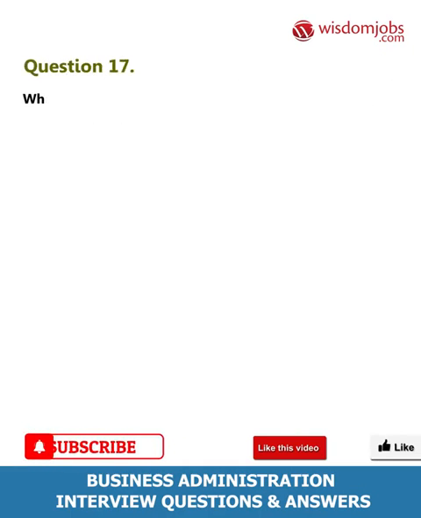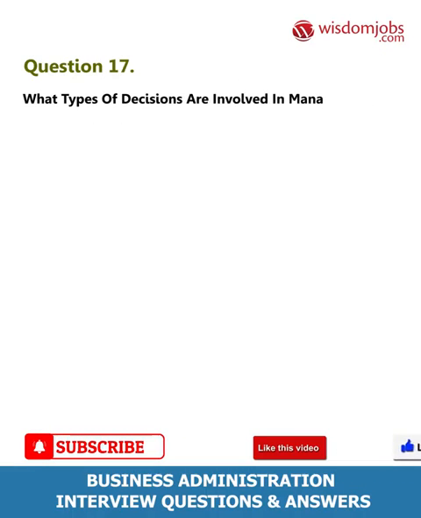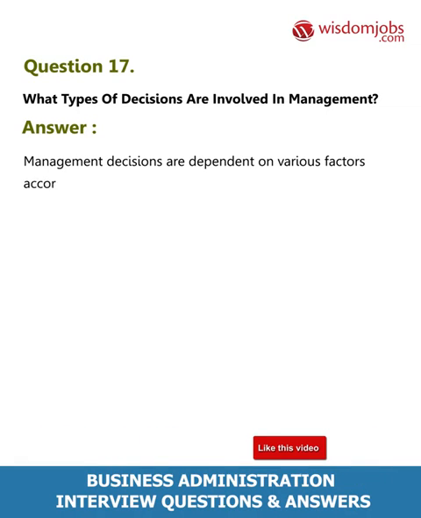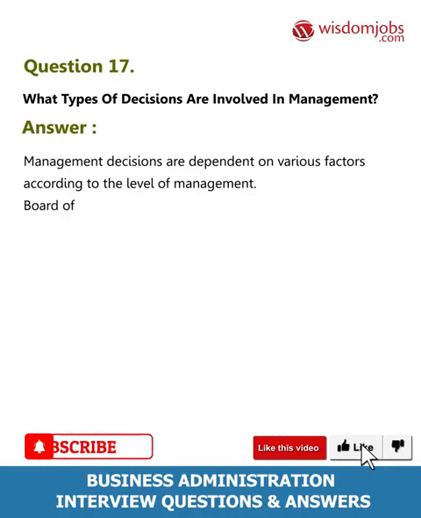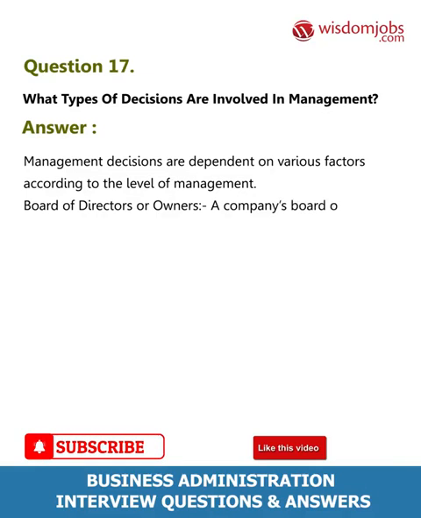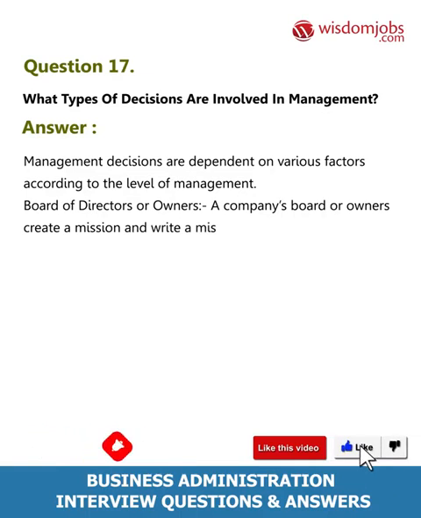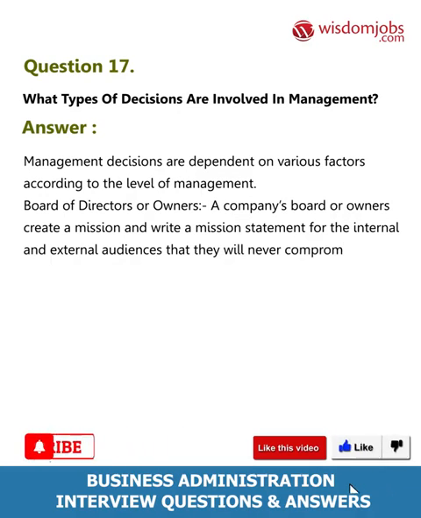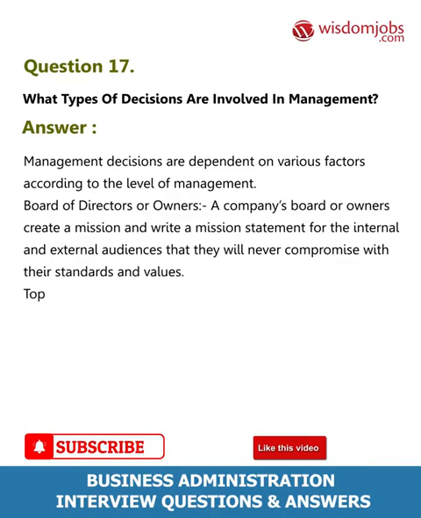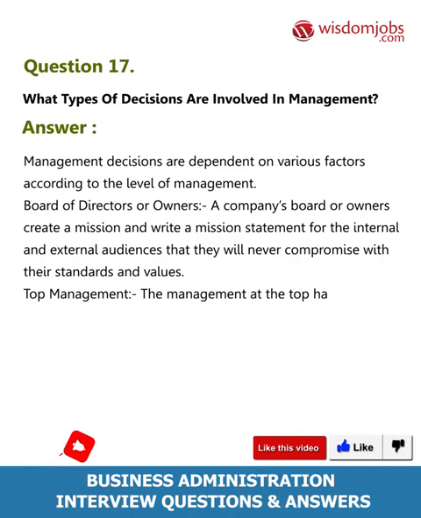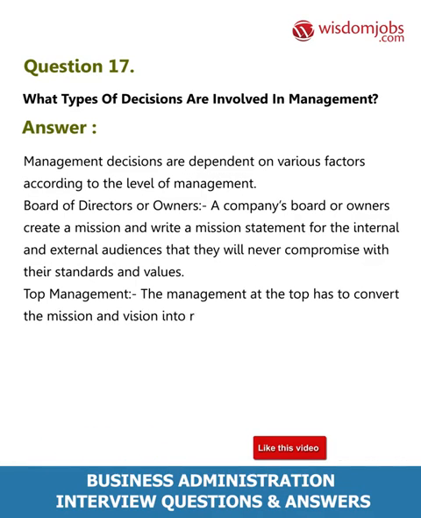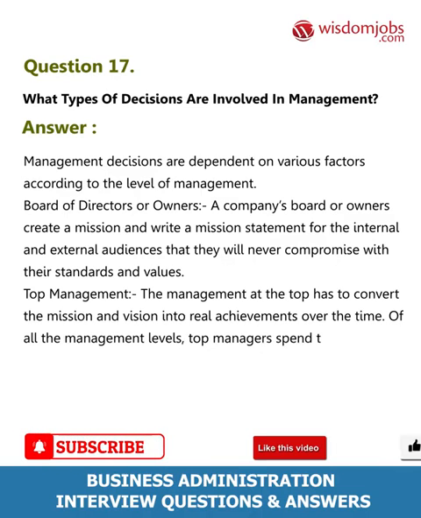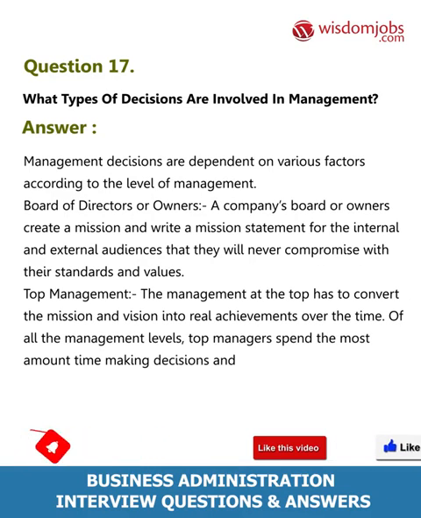Question 17. What types of decisions are involved in management? Answer. Management decisions are dependent on various factors according to the level of management, board of directors or owners. A company's board or owners create a mission and write a mission statement for the internal and external audiences that they will never compromise with their standards and values. Top management. The management at the top has to convert the mission and vision into real achievements over the time. Of all the management levels, top managers spend the most amount of time making decisions and plans.